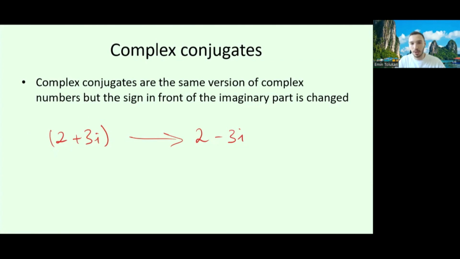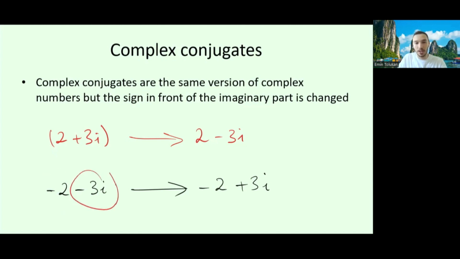So why is that important? Well, I will come to that a little bit later. It's important for a certain operation. But now let's take a look at another example. What is the complex conjugate of negative 2 minus 3i? The complex conjugate of that would be negative 2 plus 3i. As you can see, I do not change the sign of my real part. I only change the sign of my imaginary part.